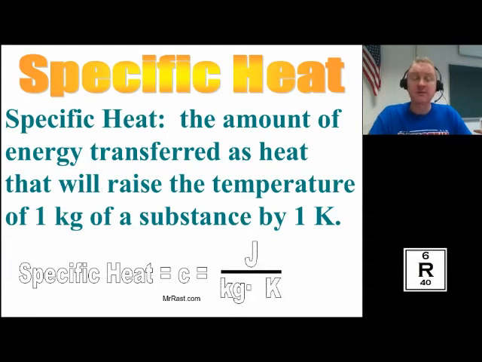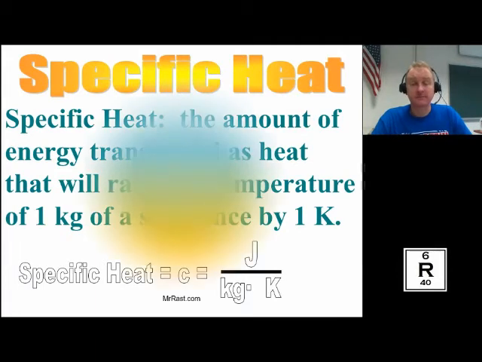The symbol for specific heat is a lowercase c. Its units are joules per kilogram Kelvin. Sometimes students think that's a formula. Those are just units, joules per kilogram Kelvin. So specific heat is a constant, and it has joules, kilogram, and Kelvin in that constant. Joules over kilogram Kelvin. How much energy is joules per kilogram Kelvin?